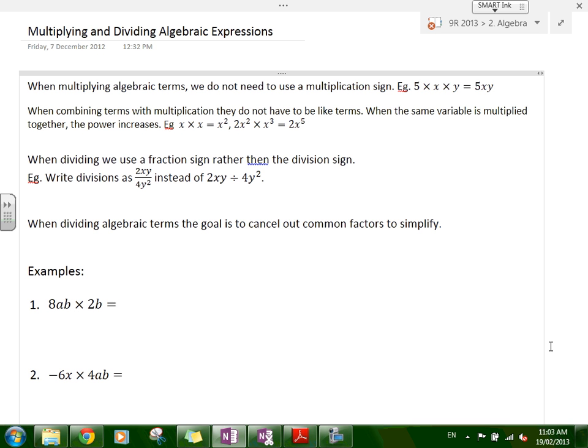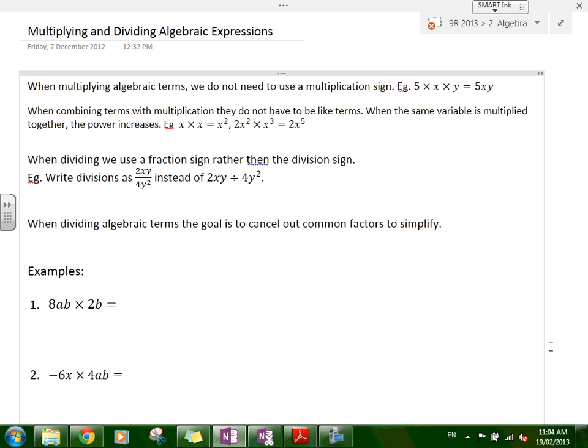It's also something that people often get confused about: when we're combining terms of multiplication, they don't have to be like terms. You can have A and B multiplied together, you get AB. We're not talking about how many lots of A, how many lots of B, and adding them together. We're multiplying, and so we can just write it in that way.